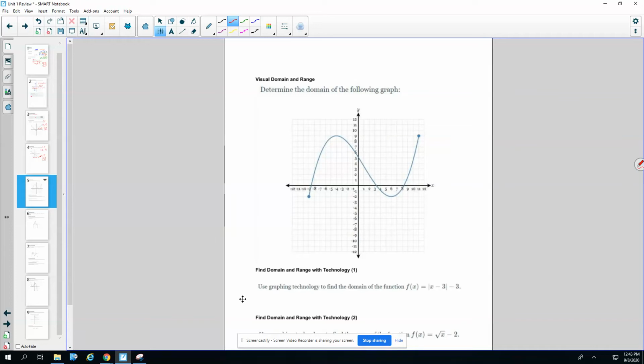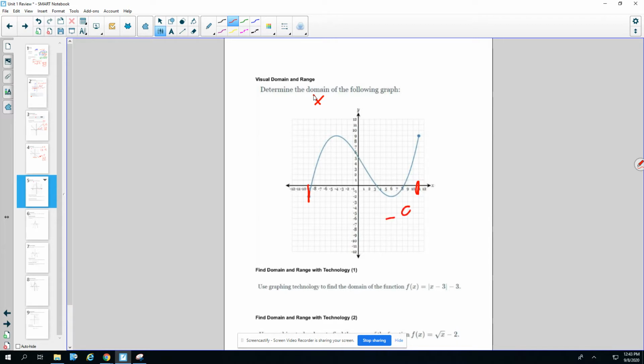So this is part 2 of our review. I'm on visual domain and range, and this question says find the domain of the following graph. So domain is my x values. So I'm going to start from the leftmost spot on the graph over to the rightmost spot. And that goes from -9 to 11, including those points.